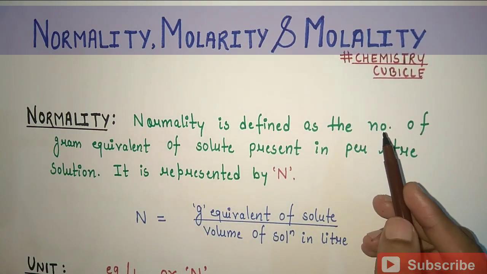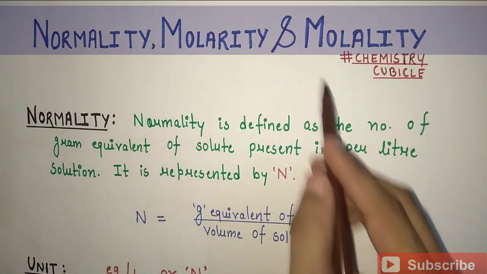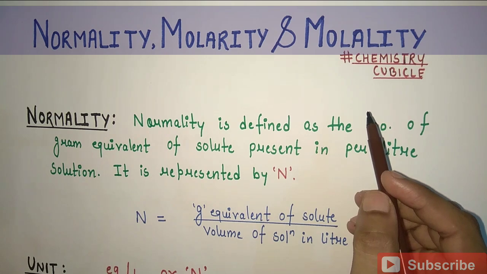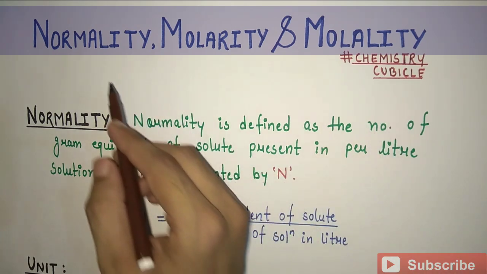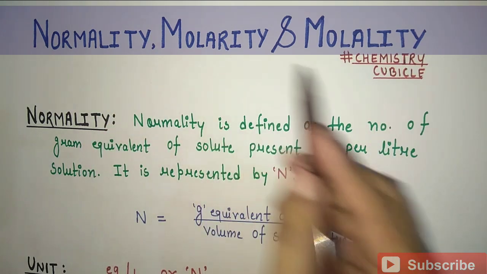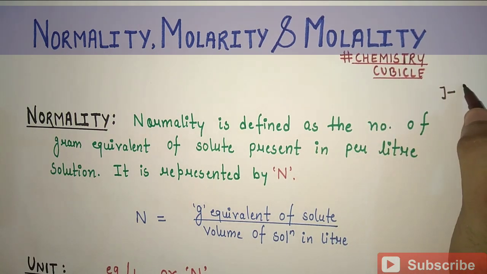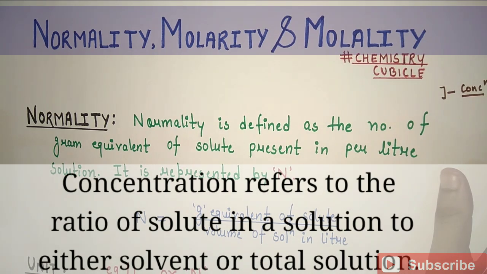And I will also tell you the difference between them, and we will solve some numericals which will clear your concept. Basically, normality, molarity and molality are all used for expressing the concentration, for measuring the concentration of a solution. Now let's come to the topic.